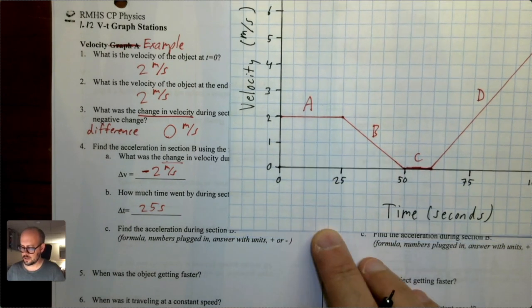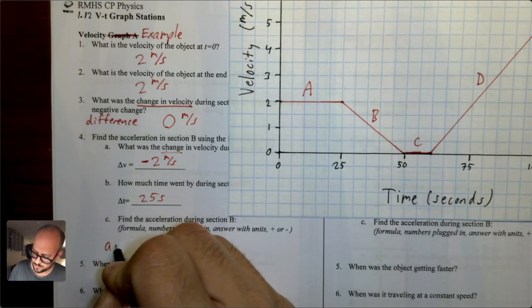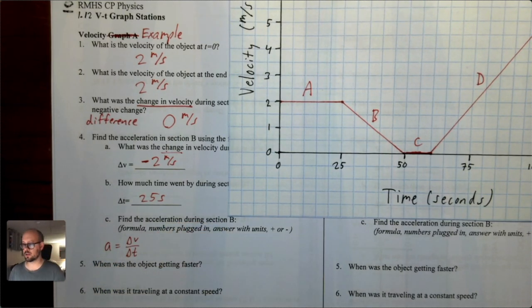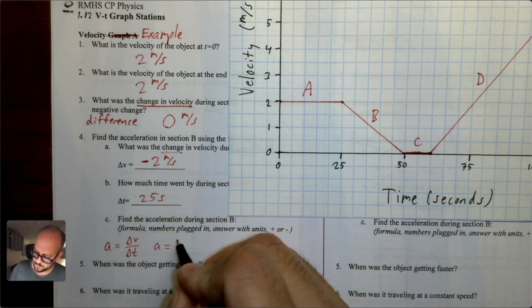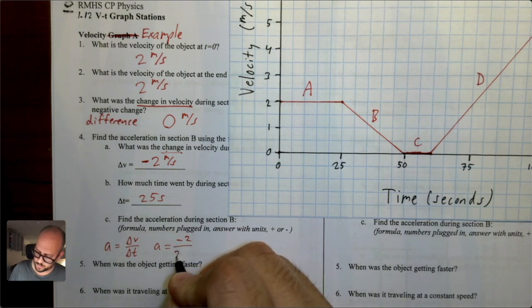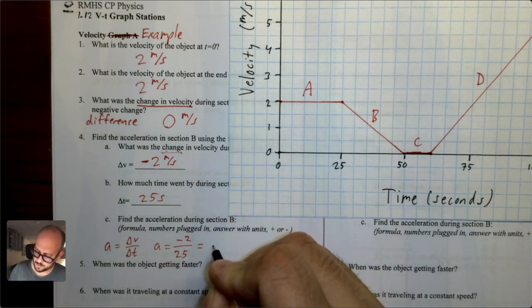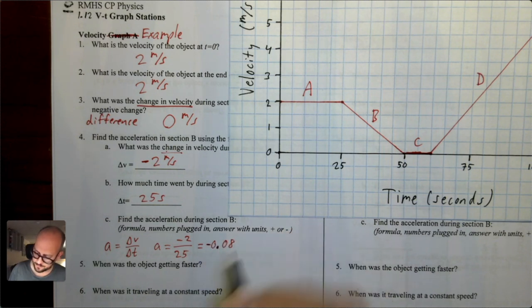Now for part C, find the acceleration during section B. So formula: acceleration is change in velocity over change in time. And then numbers plugged in. A equals negative 2 over 25. So this one's going to be small, right? Because we have a small number divided by a large number. Negative 2 over 25 is equal to negative 0.08. So that's a really small acceleration.